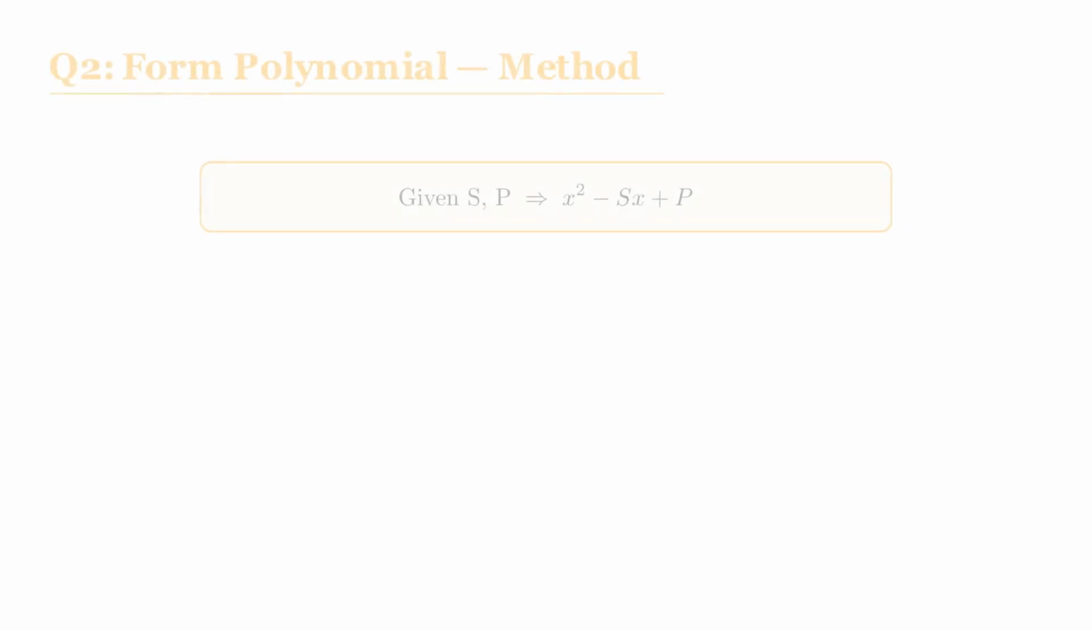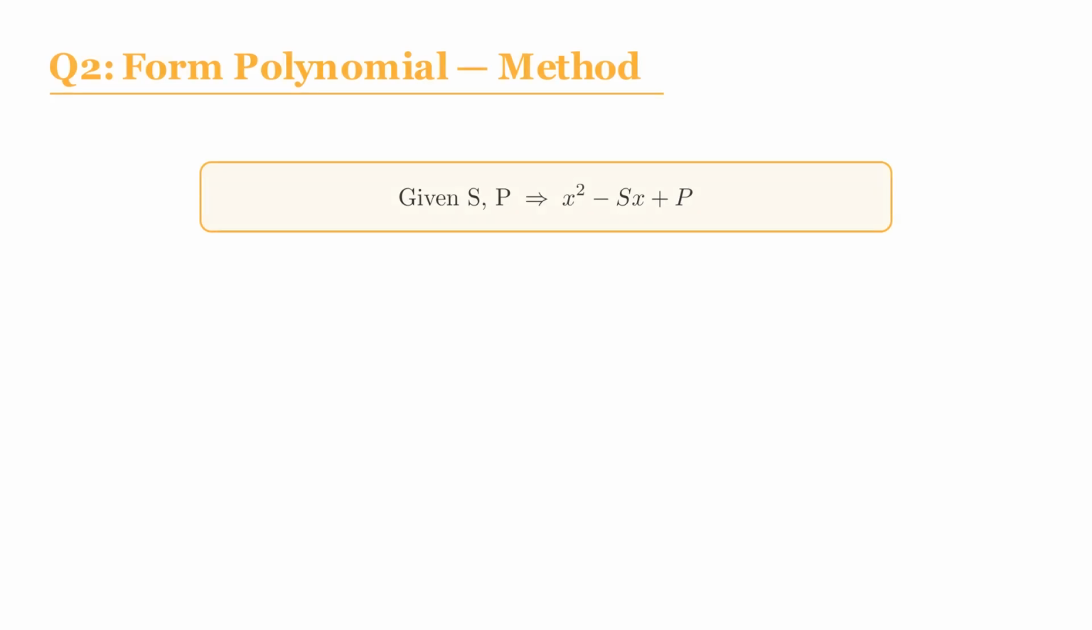For question 2, we use the formula x squared minus sx plus p. This comes from the relationships alpha plus beta equals negative b over a, and alpha beta equals c over a. If we choose a equals 1, then b equals negative s and c equals p.